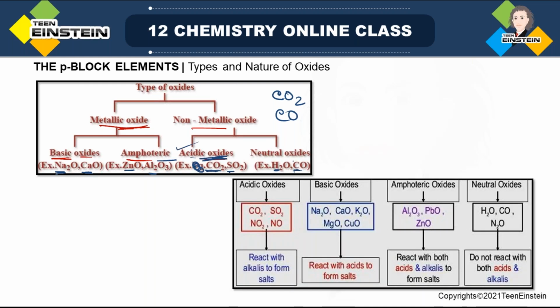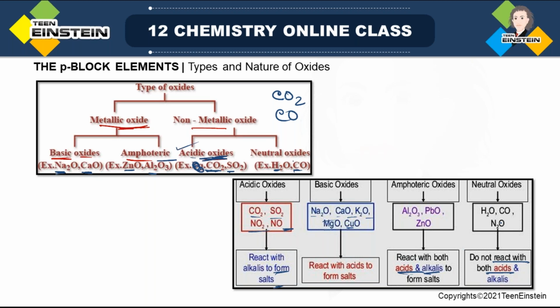Some more examples, and also some basic definitions. Acidic oxide, these are the examples. It reacts with alkalis to form salt. Basic oxide, these are the examples. See, sodium, calcium, potassium, Mg, copper. It reacts with acid to form salt. Then amphoteric reacts with both acid and alkalis. And neutral does not react with either acid or alkali.